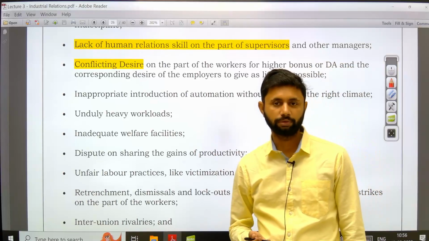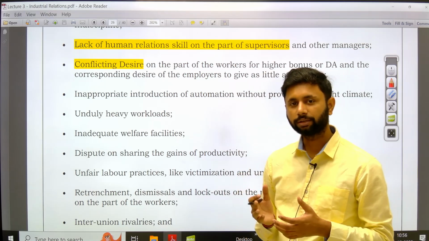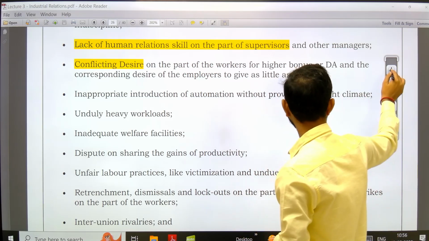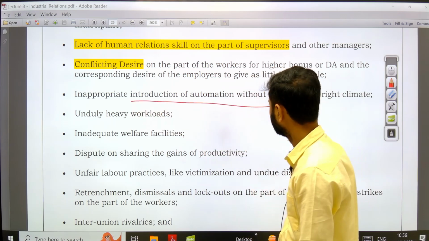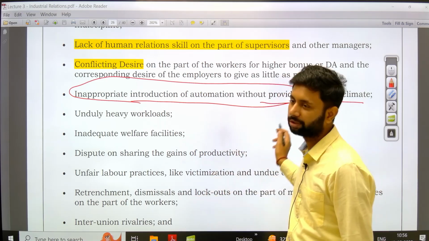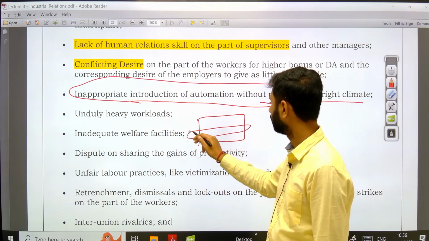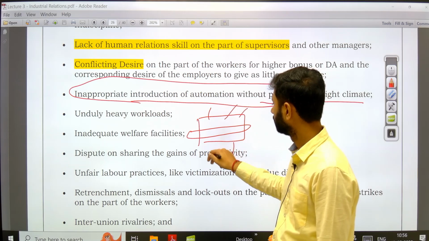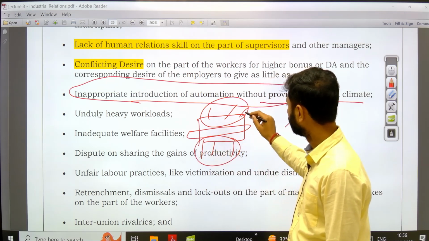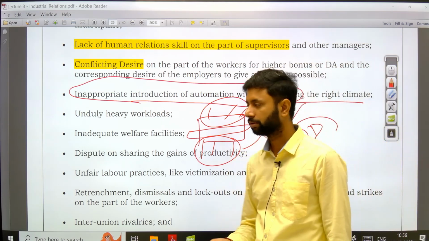Conflicting desires we've already talked about in Lester's definition, that industrial relations is just an attempt to arrive at a solution between conflicting values and objectives. And see, this is very important: inappropriate introduction of automation without providing the right climate or even without discussing with the workers. When workers are doing something and you add an automated machine, removing all these workers, and this is done without informing them and without accommodating them in some other departments, then obviously industrial conflicts will arise. These things are given.